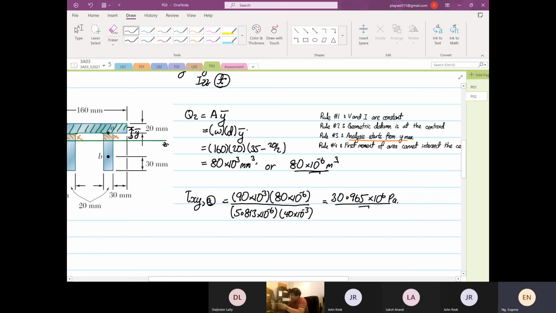Okay, let me do it again. 90 times 10 to the power 3 times 80 times 10 to the power minus 6, divided by 5.813 times 10 to the power minus 6, divided by 40 times 10 to the power minus 3 is equal to 30.9. I think this answer is correct, but I've not got the solution of the answer. If there's anything wrong, I will tell you guys. Okay. So this is point A.